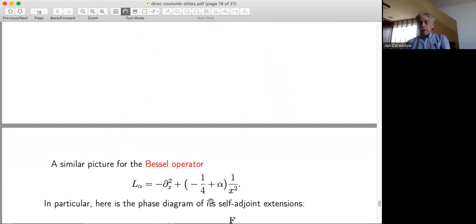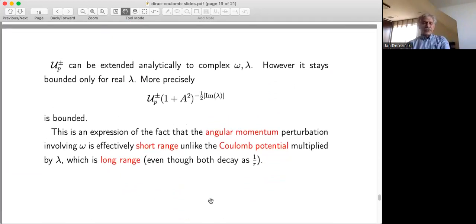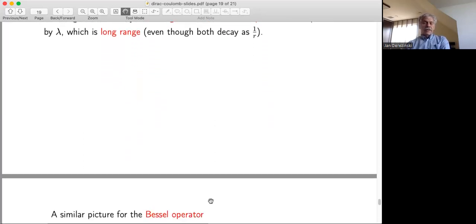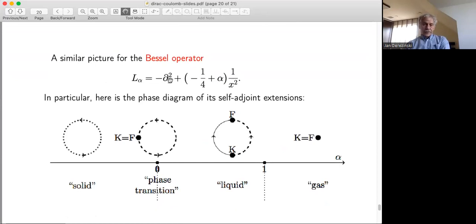Now, this is essentially the end of the story about Dirac-Coulomb Hamiltonians, which I wanted to describe. Now, let me mention that there is a similar story, but simpler, about the so-called Bessel operator. The Bessel operator is the second order operator given by this formula. So it is a Schrödinger operator, not a Dirac, but a Schrödinger operator with the potential 1 over x squared.